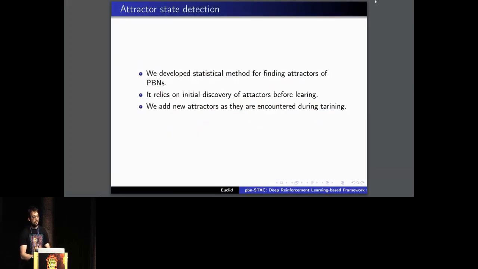We found out that detecting attractors is hard. It's exponentially hard. And we weren't able to do it for all our test cases. So we decided to create a statistical method for detecting attractors. It consisted of 2 steps. First, we did initial discovery, so simulating a few episodes of the environment. And then, as the training progressed, we were discovering more and more attractors, usually.